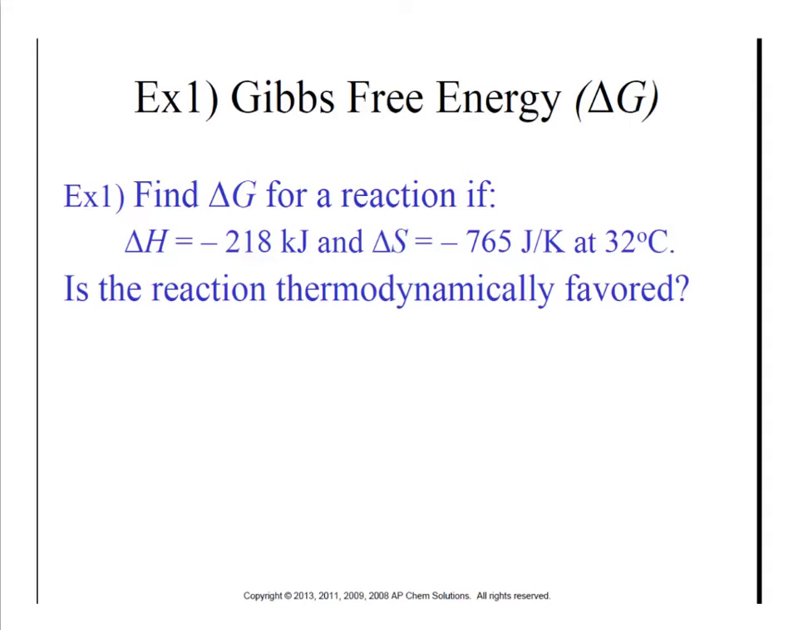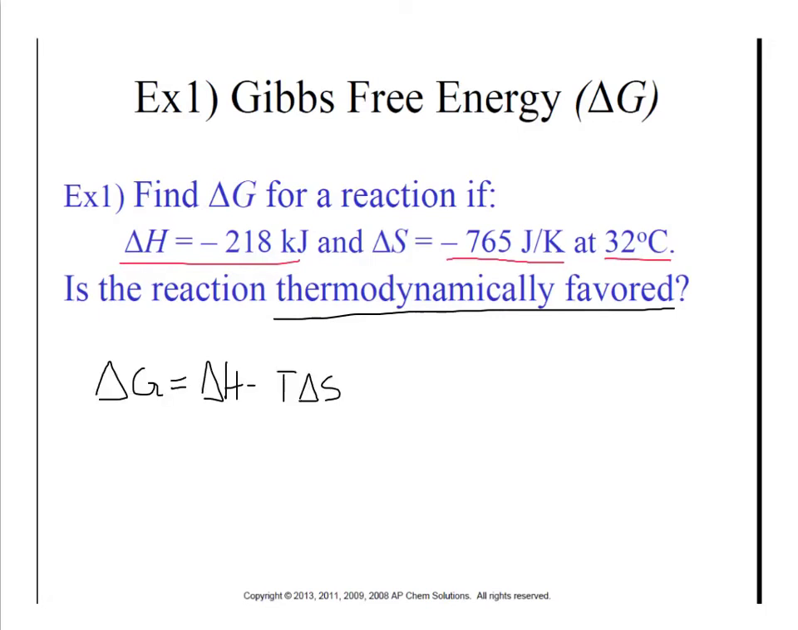But as a practice example, I'll go ahead and give you the values. In this case, we have a change in enthalpy of negative 218 kilojoules, a change in entropy of negative 765 joules per Kelvin, and the temperature is 32 degrees Celsius. The question is asking us, is this reaction thermodynamically favored? Now, it's not asking us for the delta G, but we know that we need to find delta G in order to answer that question. Delta H tells us endo or exo, delta S tells us order or disorder, delta G tells us thermodynamically favored or not.